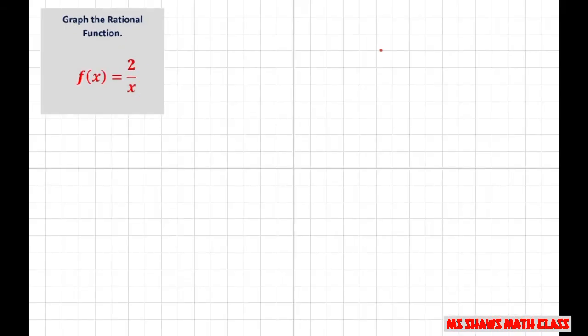So let's go ahead and graph our asymptotes. We have a vertical asymptote, like a ghost line at x equals 0. And we have a horizontal asymptote at y equals 0.